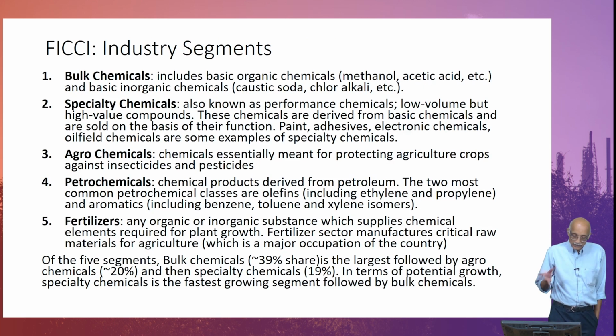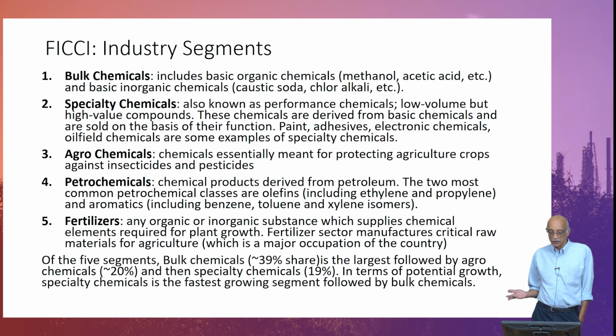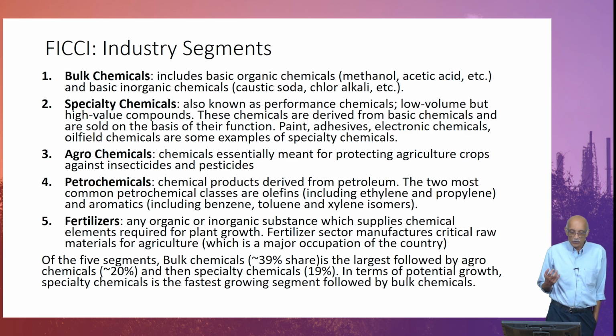The way the industry is segmented, as we saw earlier: bulk chemicals, specialty chemicals, agrochemicals, petrochemicals, and fertilizers. So, the bulk chemicals is what we normally have associated in the past with the chemical industry, organic chemicals, inorganic chemicals. But the specialty chemicals, also known as performance chemicals, as I mentioned earlier, low volume but high value, they are derived from the basic chemicals, but are sold because they have a special functionality that people want. So, paints, adhesives, electronic chemicals, and so on are examples of these specialty chemicals.